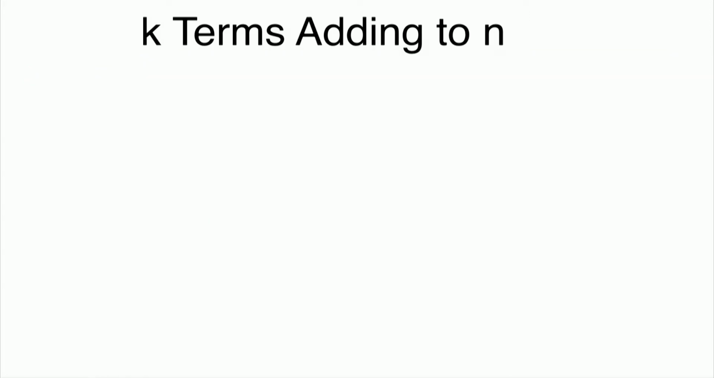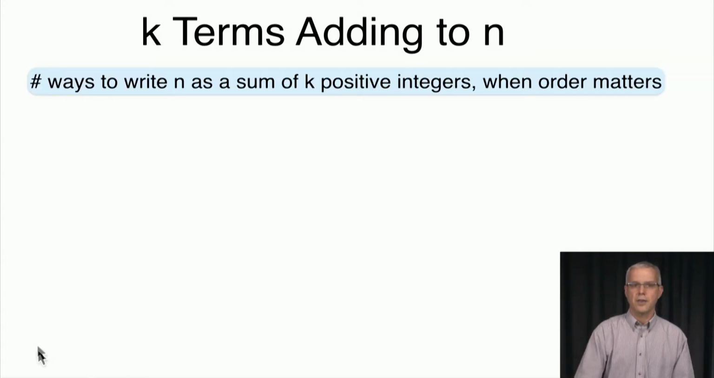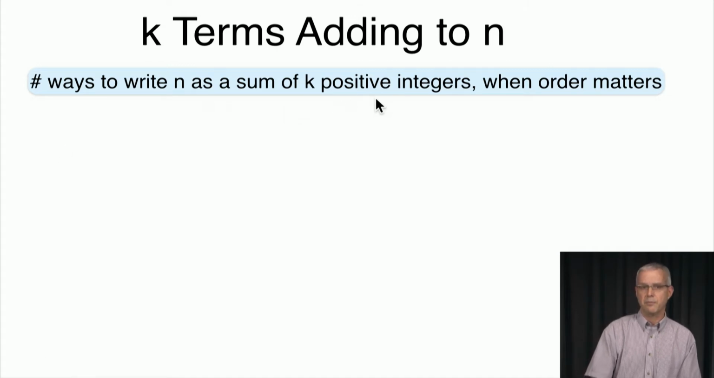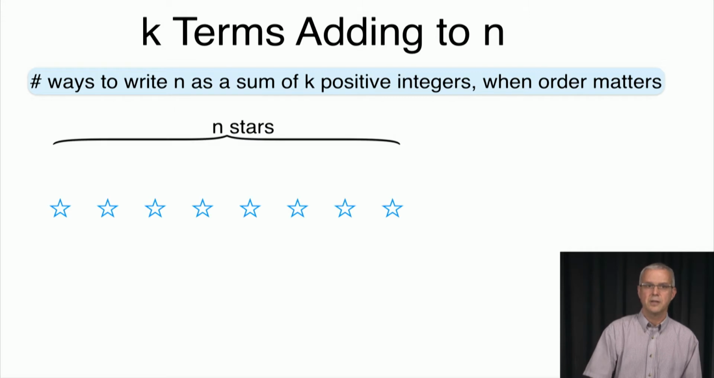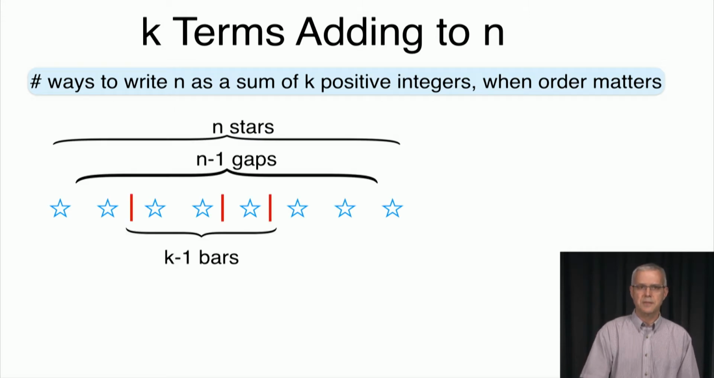Now, this, of course, generalizes. If you want to have k terms that add to n, we would like to find how many ways we can write n as a sum of k positive integers when order matters. Here we have n stars, and therefore n minus 1 gaps. We want to write a sum of k terms, so we have k minus 1 bars. They will correspond to the k minus 1 pluses.